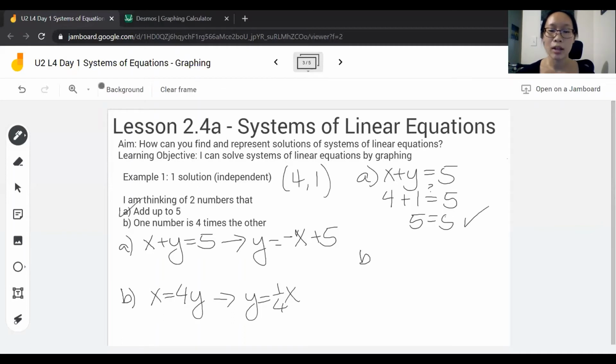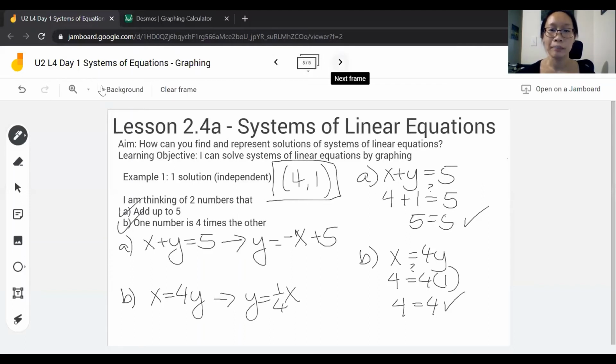Now I have to check the other equation. So x is equal to 4y. And my x is 4, my y is 1, and I want to know if 4 is equal to 4 times 1. 4 is equal to 4, so that means my second equation has been satisfied, and I do have a valid solution at 4, 1. Let's take a look at a second example.